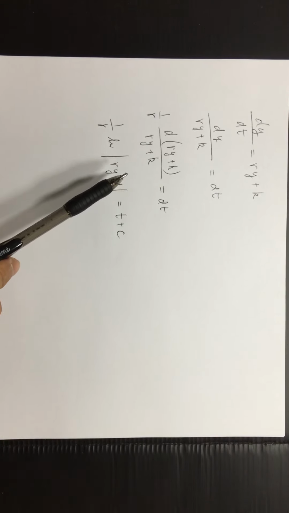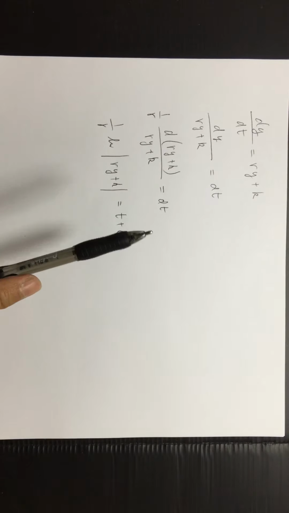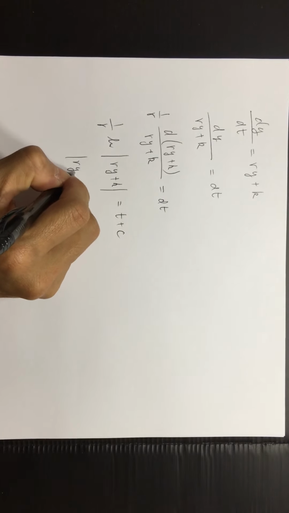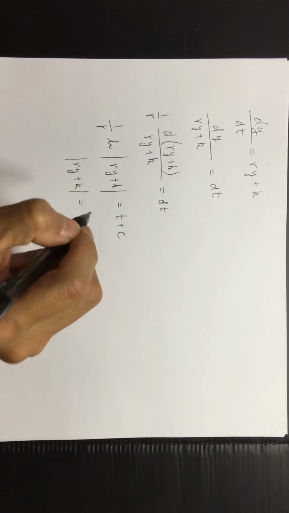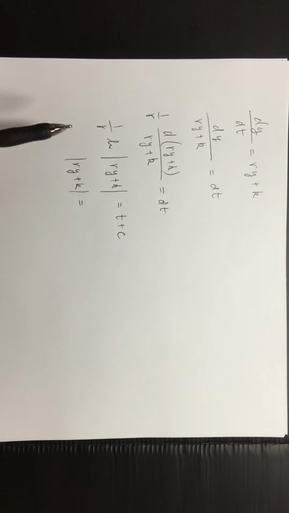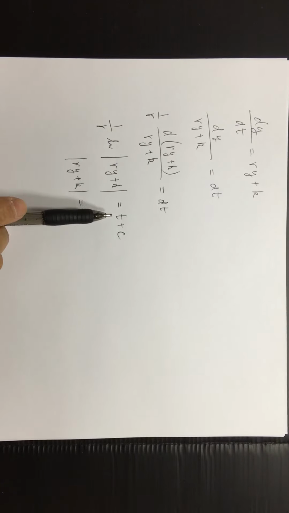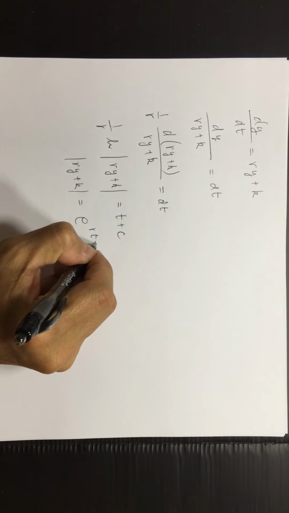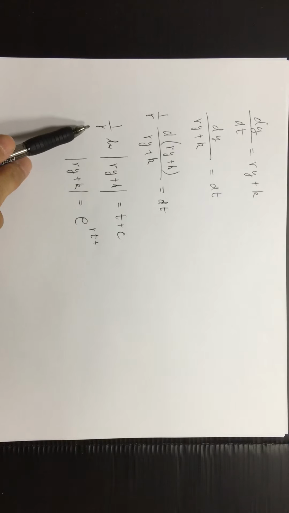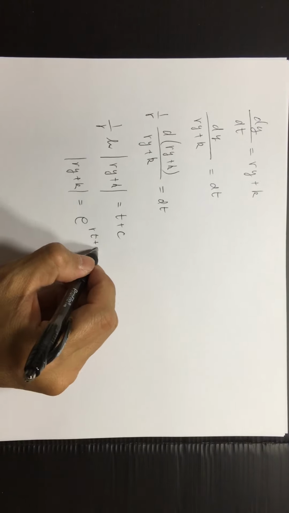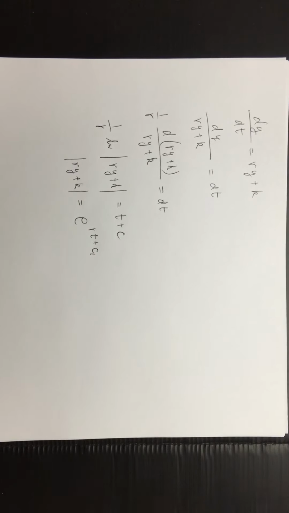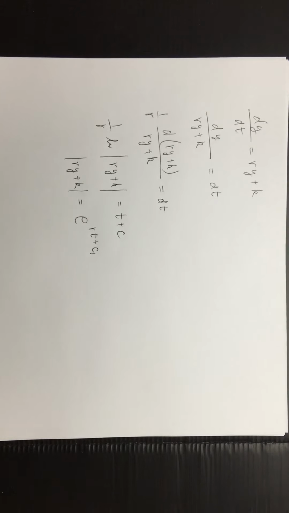Now, what I want to do is this. We have the absolute value of ry plus k equals, you multiply r up to become rt, whatever. That's e to the power of rt plus this also c multiplied by r. It doesn't matter, we just call it another constant, C1. We don't know this because we don't know the initial condition or whatever. It's a constant anyway, right?